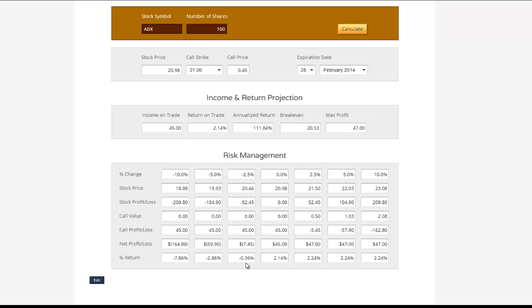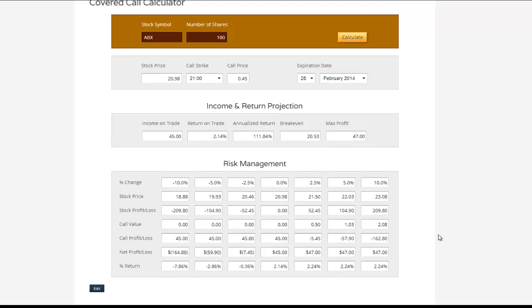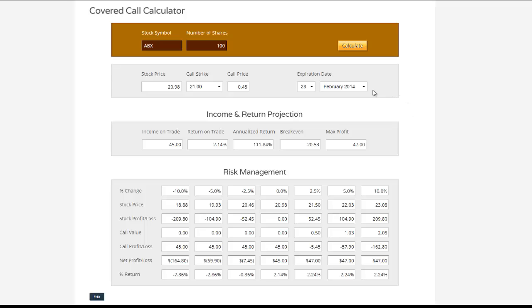So you can see here, if the stock drops 2.5%, we're only going to lose 0.36. If it drops 5%, we're only going to lose 2.86. So we're providing that downside protection every single week and also allowing ourselves to participate in the upside. So that's the different parts of the calculator. Feel free to play with these.